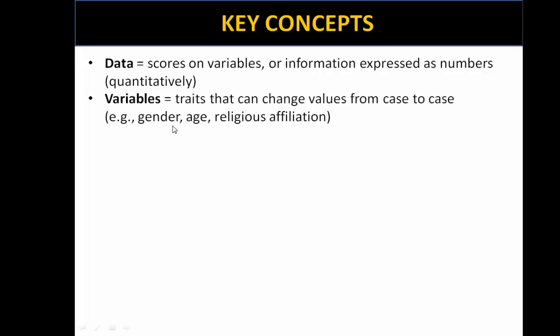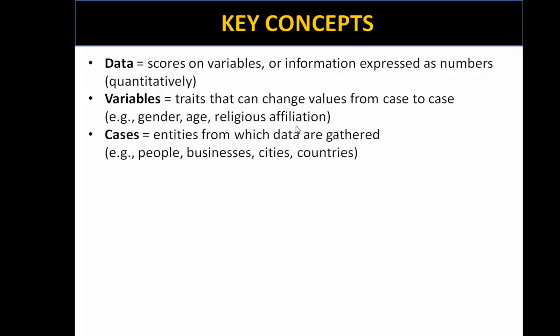And so variables refer to traits that can change values from case to case. So gender could be a variable, age, religious affiliation. These are all variables that would have different descriptions depending upon the case that fits under that variable.